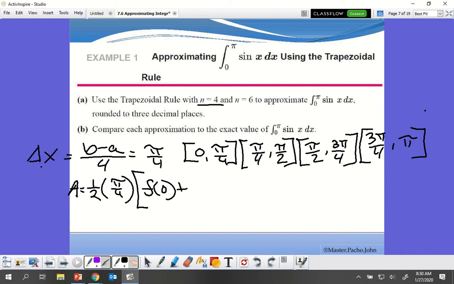Because if you notice, that's why I write it out like this. I have pi over 4 twice, right? I have pi over 2 twice. I have 3 pi over 4 twice. But I only have pi once. And I have 0 once. Okay, so I'm going to write. Now, what goes next? Plus 2 times the quantity. Very good. Plus 2.